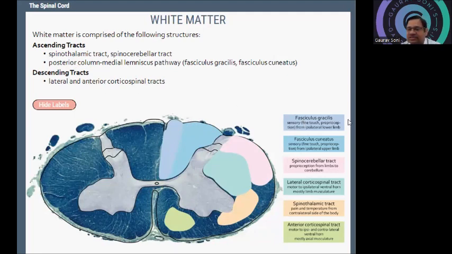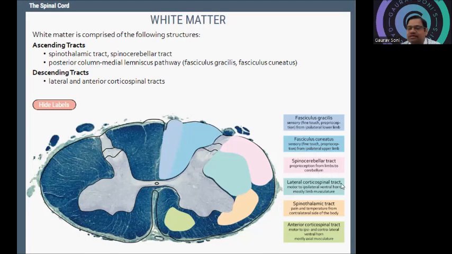So you can see fasciculus gracilis, this is for sensory, fine touch, and proprioception from the ipsilateral lower limb. Then fasciculus cuneatus, sensory, again fine touch and proprioception from the ipsilateral upper limb. The gracilis is for the lower limb, same function. Cuneatus will be for the upper limb, same function. Then you can see the spinocerebellar tract. It carries proprioception from the limbs to the cerebellum.